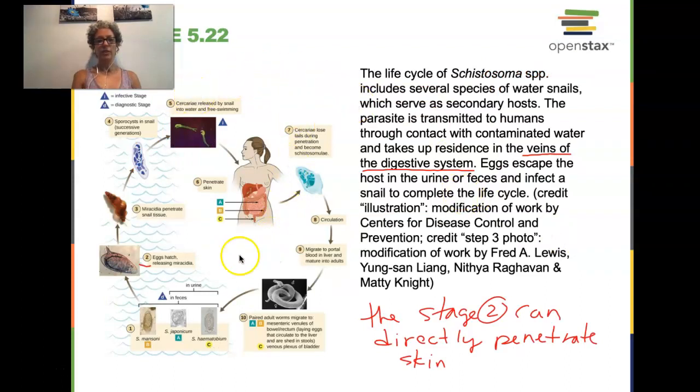Again, we have a life cycle that you don't have to memorize, but it is showing you that this Schistosoma infects both humans and snails. A very odd combination of things. The second stage of the life cycle can directly penetrate skin. These are called the miracidia. They have a spike on them. They are microscopic, and they can not just penetrate snail tissue, they can actually penetrate human tissue, and they are found in fresh water.